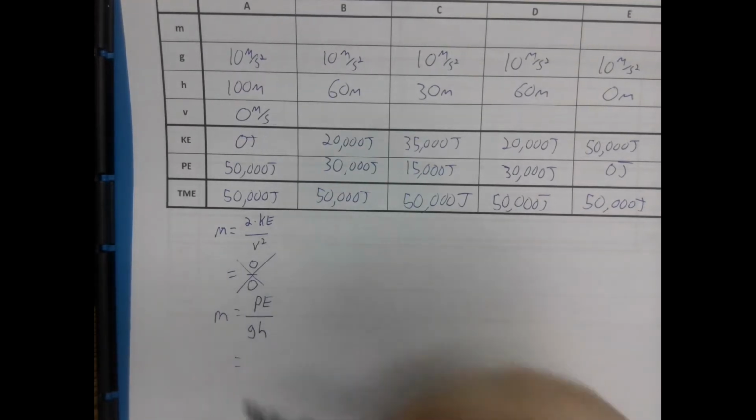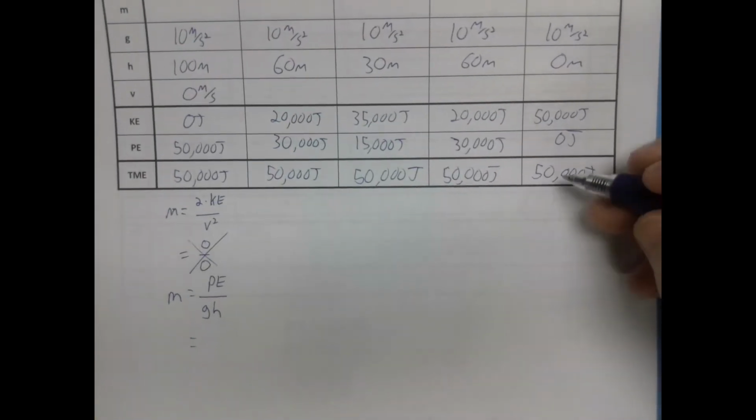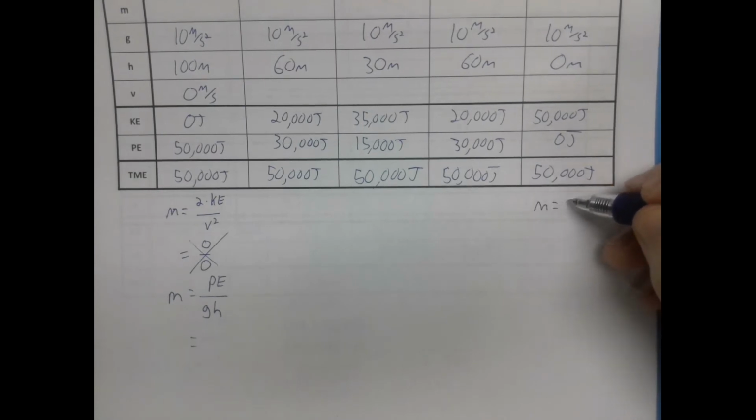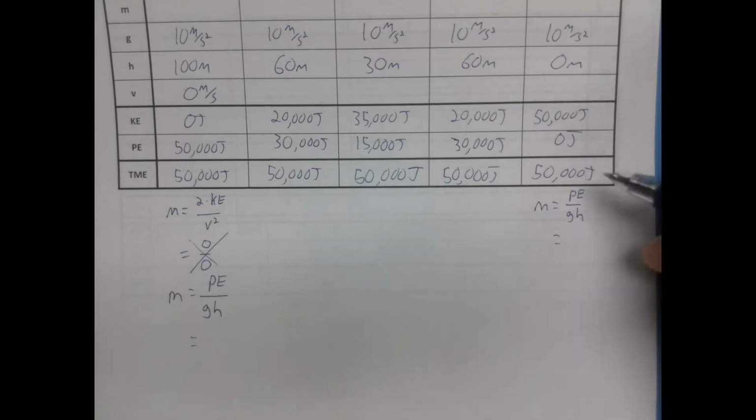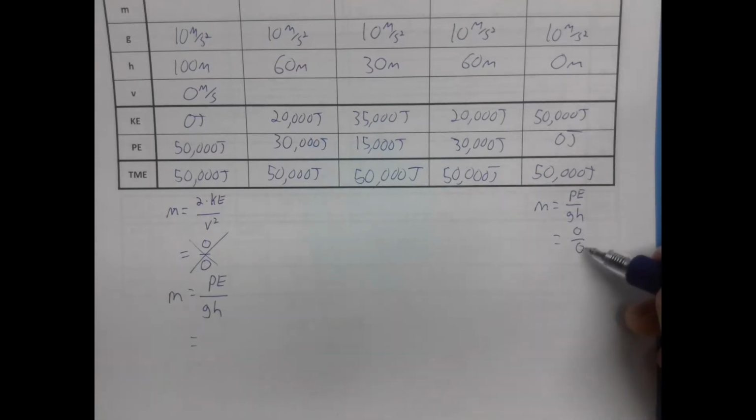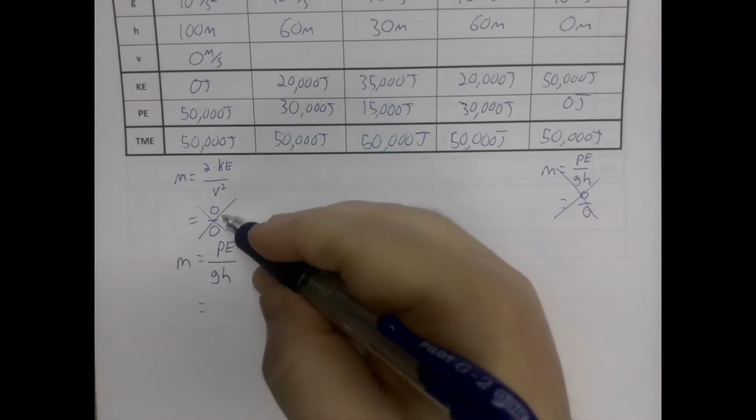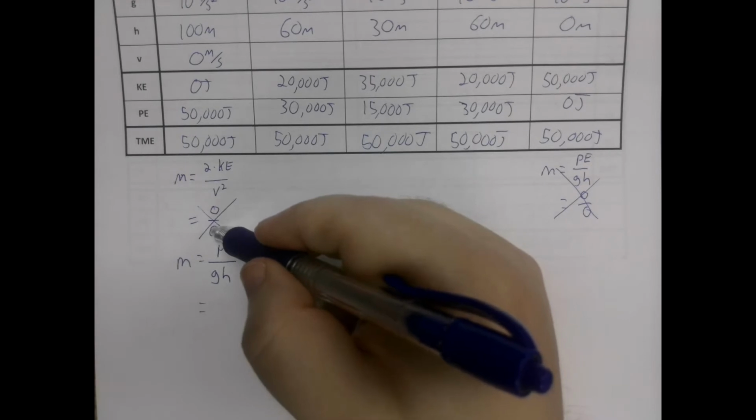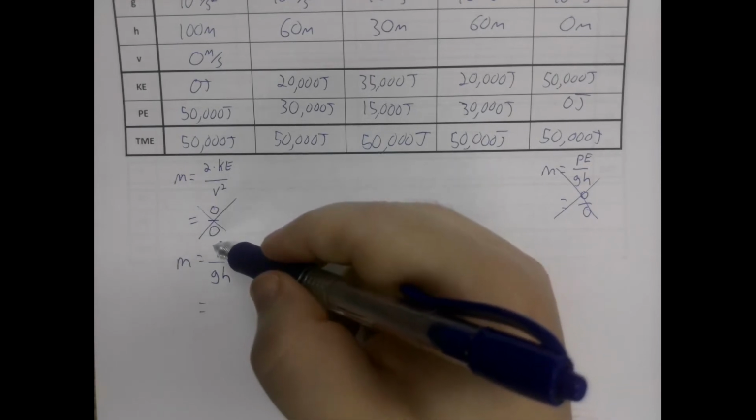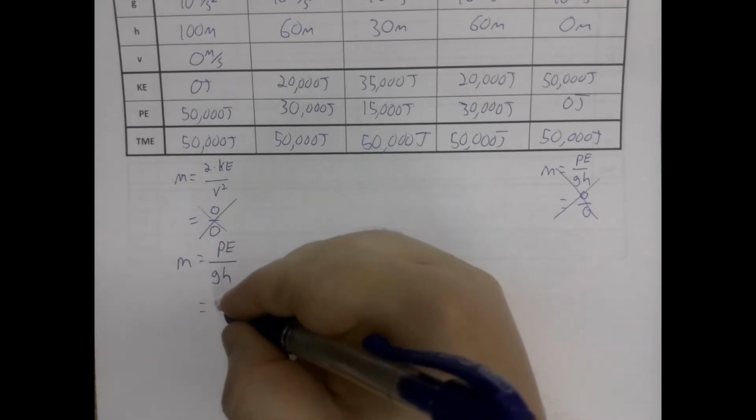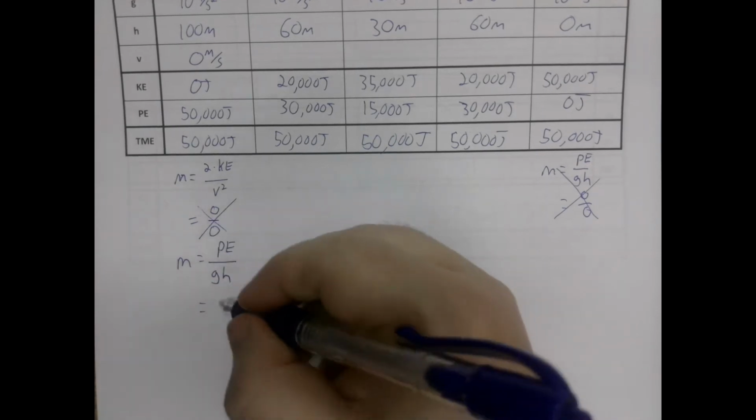If your height is 0, so for example, coming over here, we can use mass is equal to potential energy divided by GH. So our potential energy is 0. 10 times the height of 0, we get 0 divided by 0. We can't divide by 0, so we can't use this equation. So that's the reason why we have to check. If we get a divide by 0, we can't use the equation, because math says we can't divide by 0.